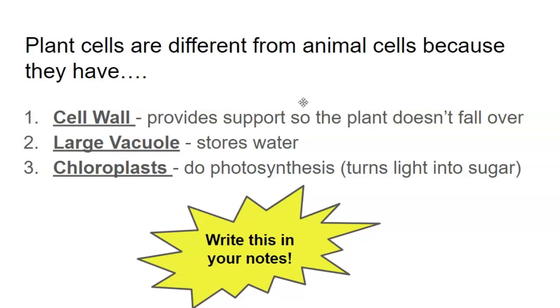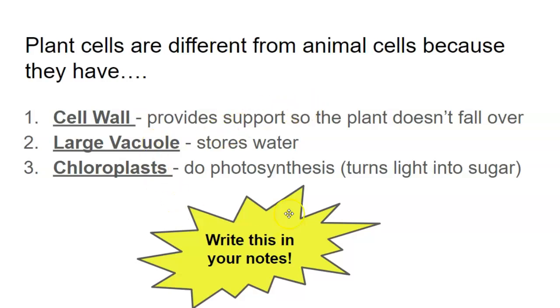Animals a lot of times have bones or they have other things that provide structure, right? So our skeleton helps hold us upright. Plants don't have a skeleton, so they need really strong cells to make sure that they don't fall over and they can stand upright.